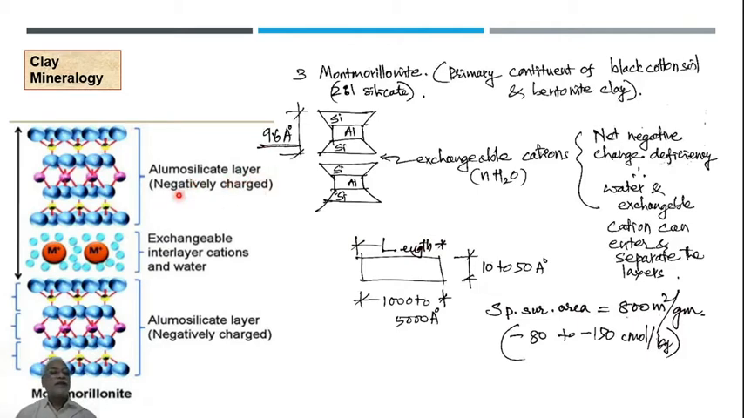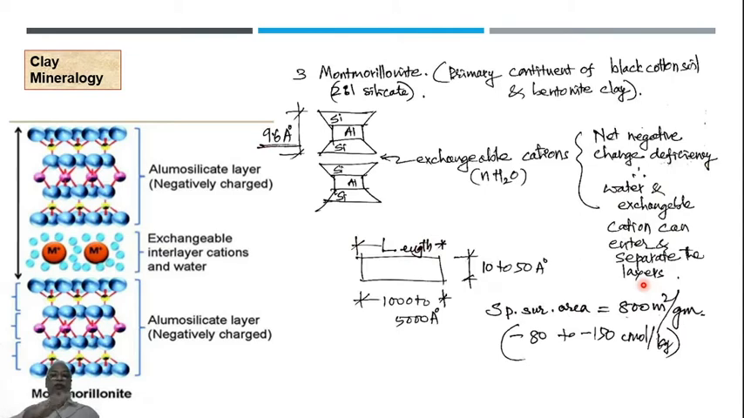Aluminosilicate layer, negatively charged on the surface. Okay, the same layer is there, but in between you will be having exchangeable intermediate cations and water. So this particular space in between the sheets has got a lot of exchangeable cations. So net charge deficiency, because of which water and exchangeable cations can enter and separate the layer.